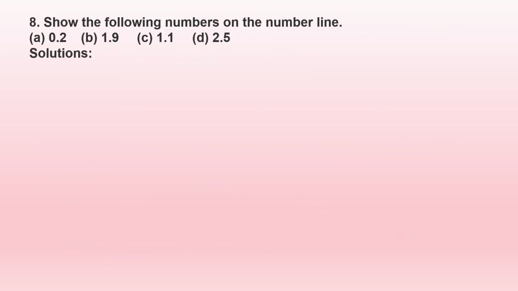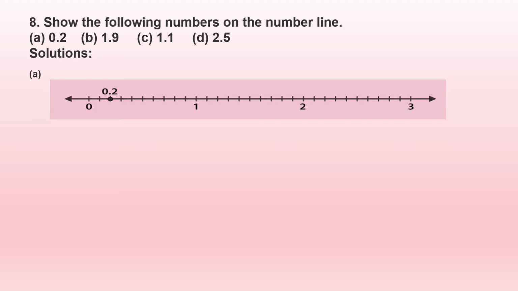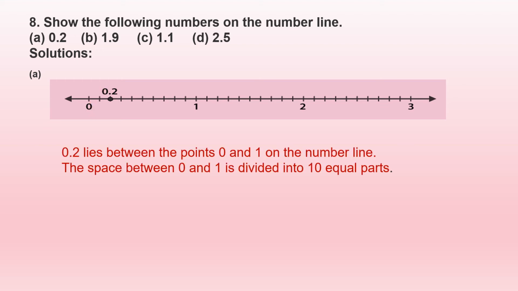So show the following numbers on the number line. First one, 0.2. For that we should draw the number line first. Then 0.2 lies between 0 and 1. So here, in between 0 and 1 we have 10 divisions. So 0.1, 0.2, 0.3, 4, 5, 6. So it is nearer to 0. So we can write like this, 0.2 lies between 0 and 1 on the number line.